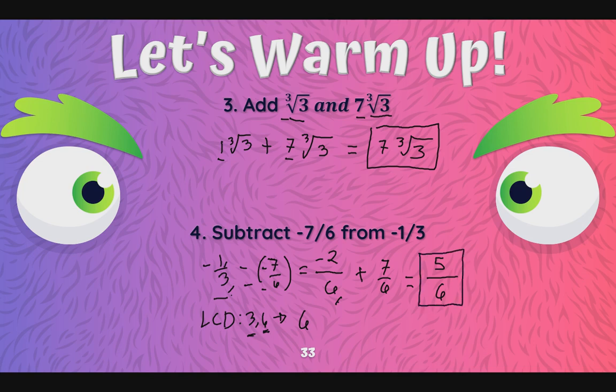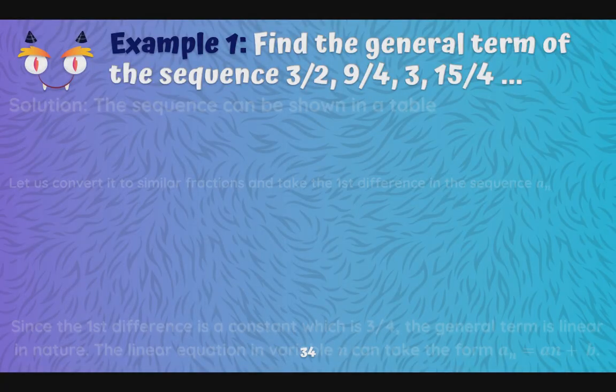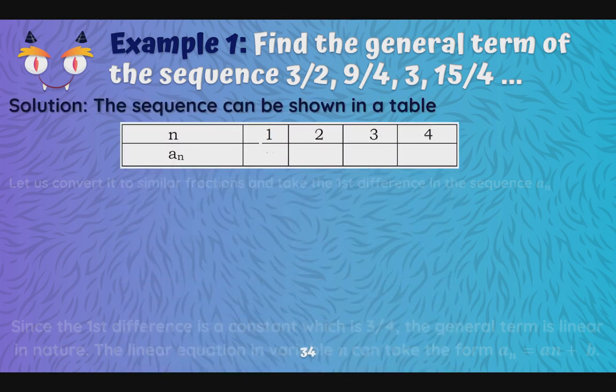Next, let us now focus on our main topic. Find the sequence or the general term of the sequence 3 halves, 9/4, 3, 15 over 4. So let's be organized and put it in a table first. We have here 3 halves, 9/4, 3, 15/4.